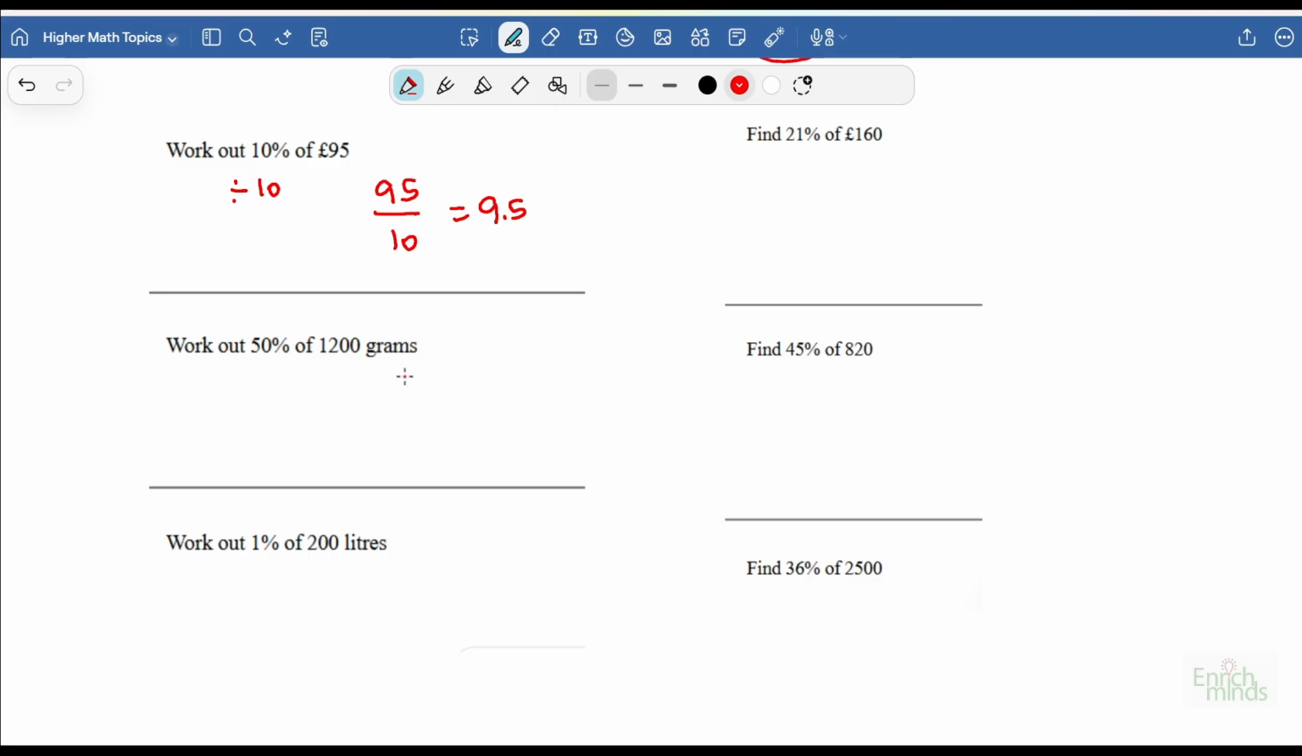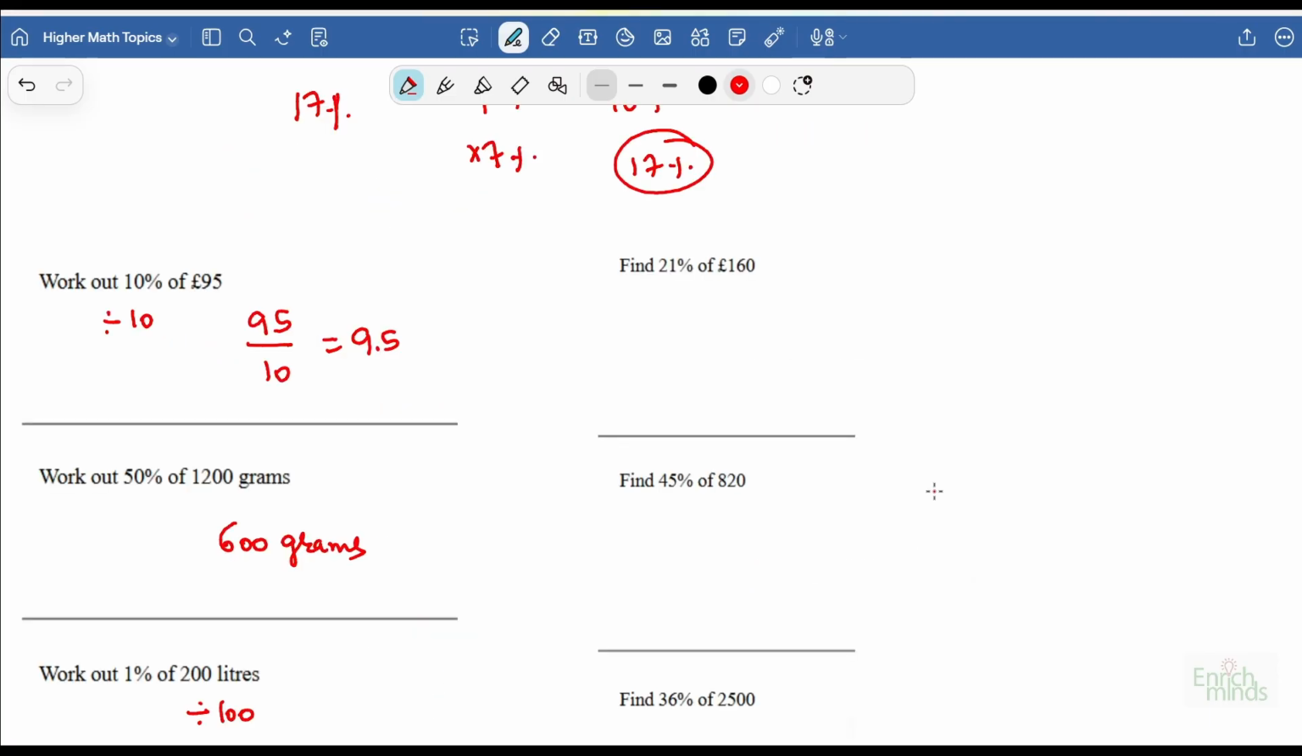50% of 1200 grams. 1200 is the total quantity, or the 100% of the quantity. 50% of it will be half of it. Half of 1200 is 600 grams. And then we have 1% of 200 liters. So 200 liters represents 100%. 1% will be, you divide the quantity by 100 to get 1% of that quantity. So 200 divided by 100 is 2. So 1% of 200 is 2 liters.